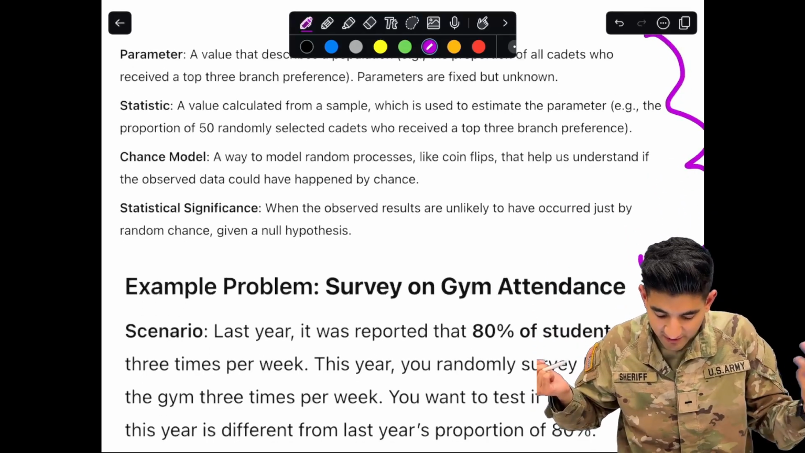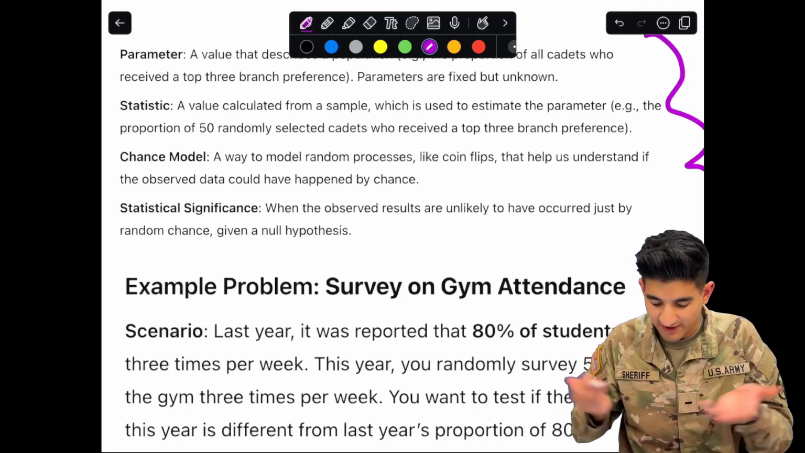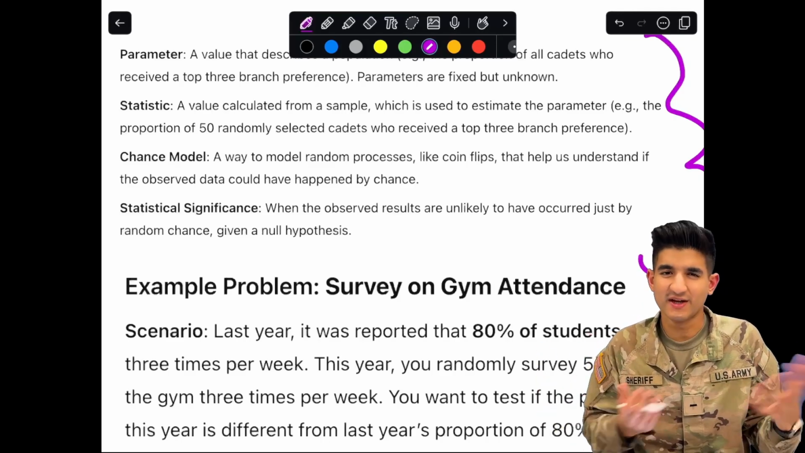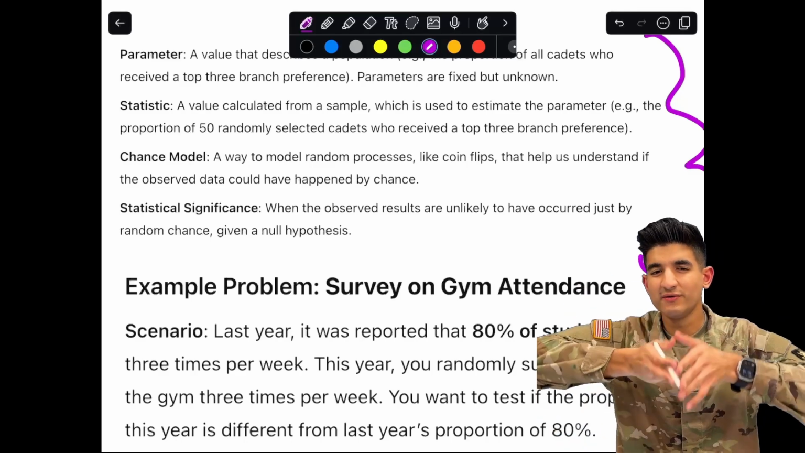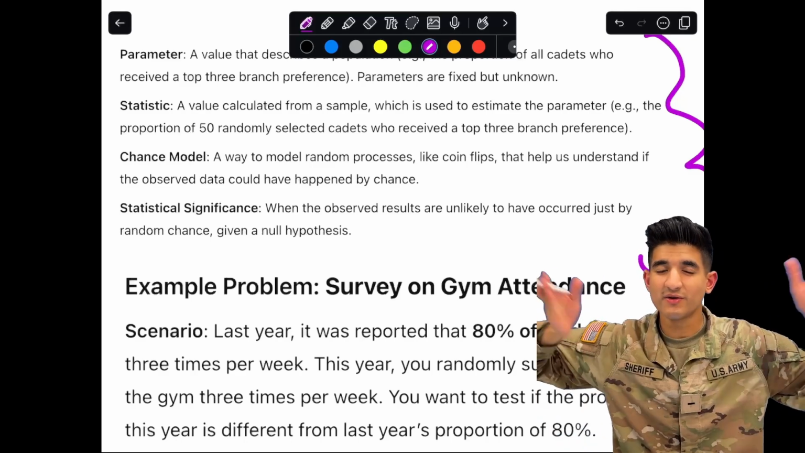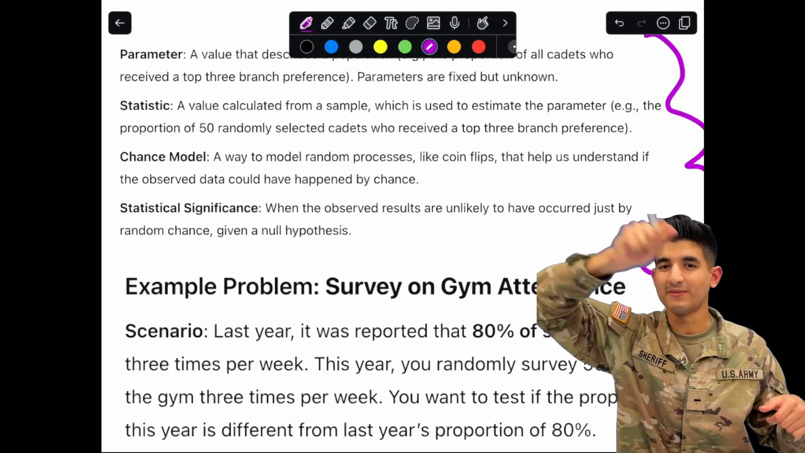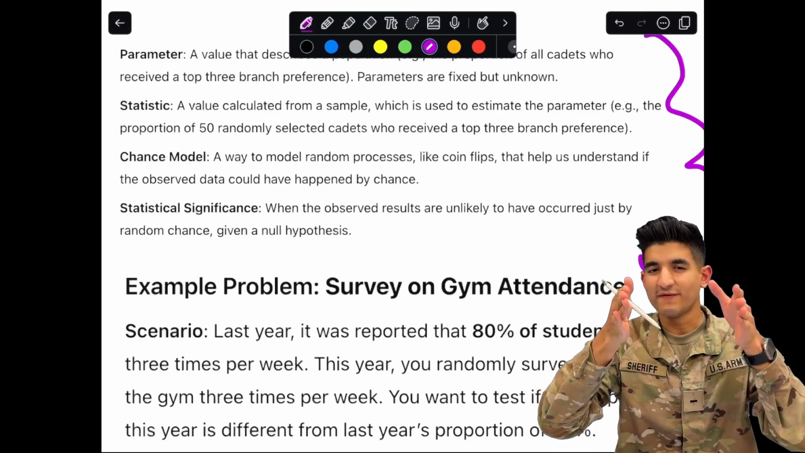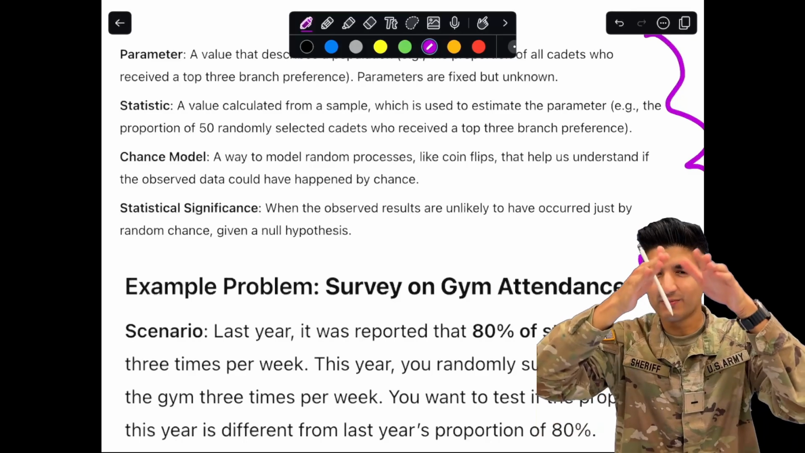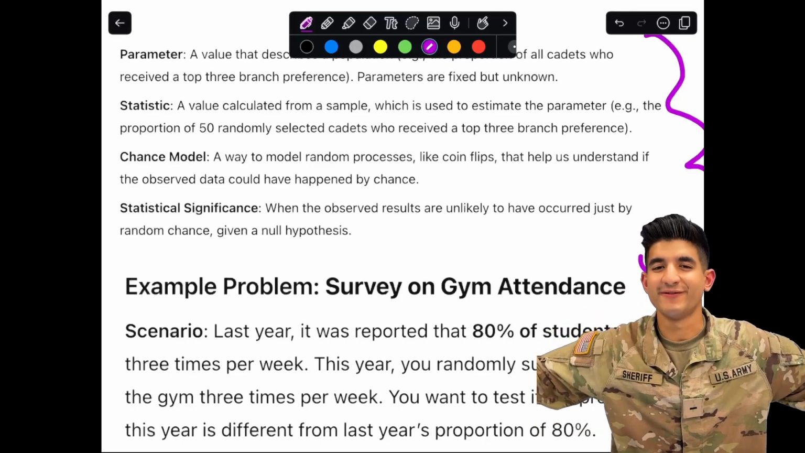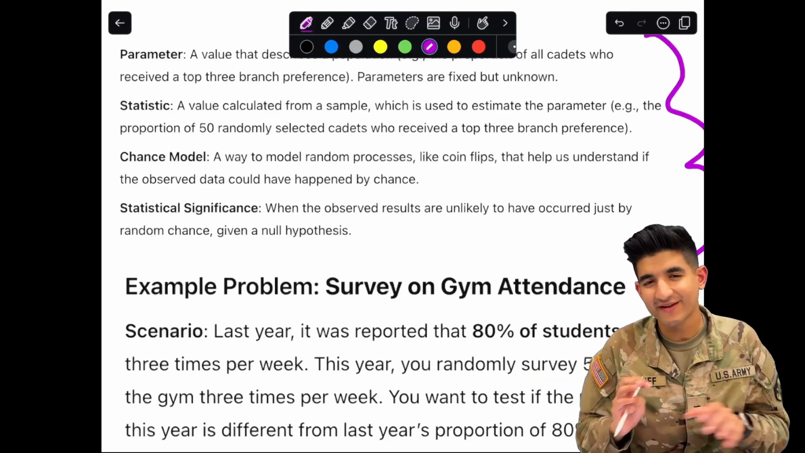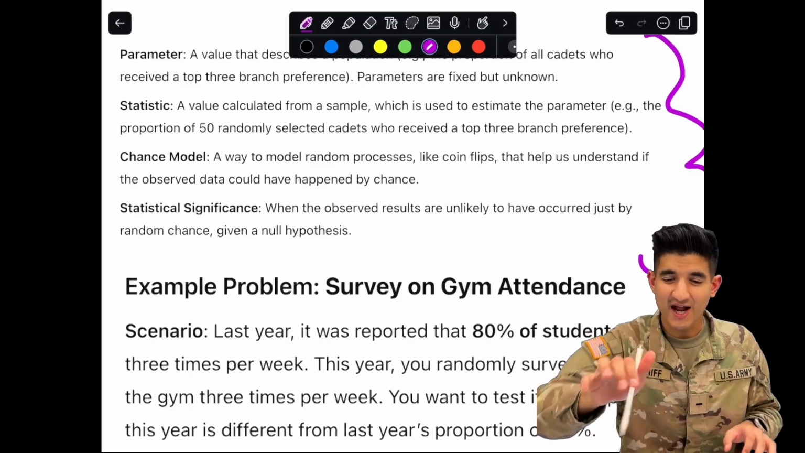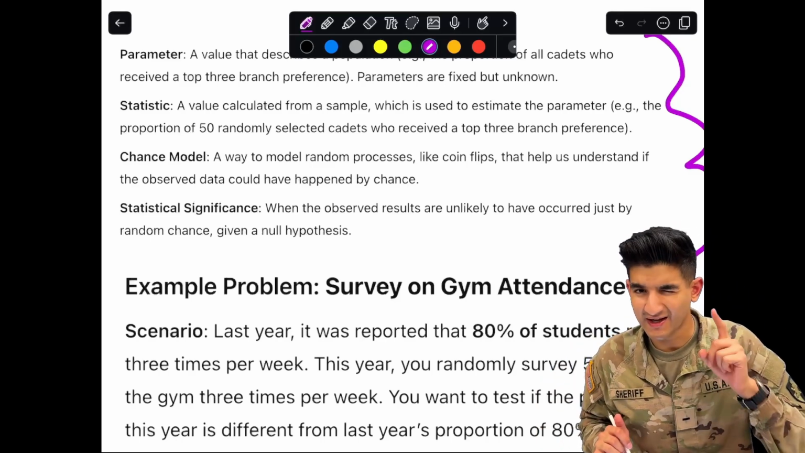Next, a chance model. This is just a way to model a random process like coin flips that helps us understand if observed data could happen by chance. So you could use like a distribution, or you could use like coin flips to kind of simulate it. Realistically, like think about flipping a coin. If you flipped a coin, you'd end up with something like a normal distribution if you went enough times. Now, if that doesn't make any sense, don't worry about it. You'll be fine. I'm not here to go through that. I'm here to get us winning and acing the test.